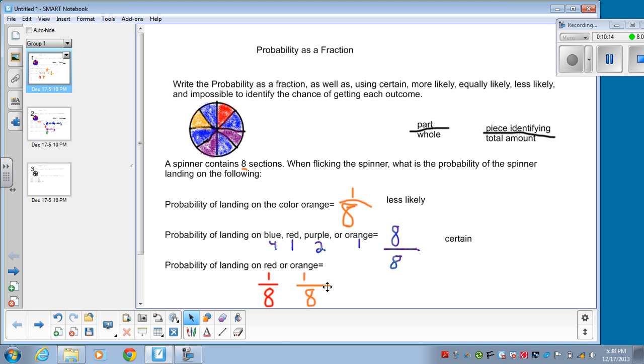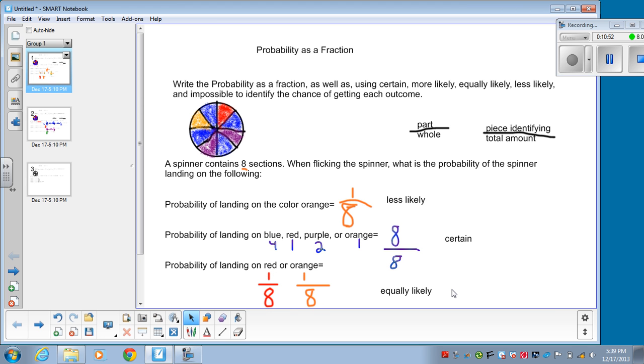If you said they look the same, you're correct. They look like the exact same fraction, just in different colors. So, if there's the same amount of red and orange spaces, is it certain, more likely, equally likely, less likely, or impossible that you will land on red or orange? If you said equally likely, you're correct, because here we're comparing two sections. It is equally likely that you will land on red or orange.